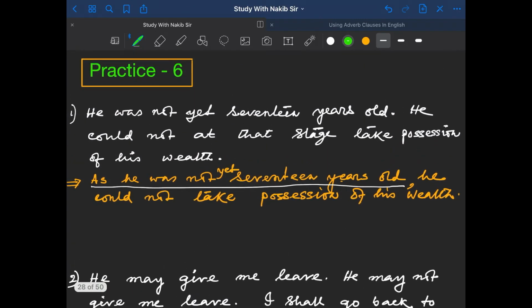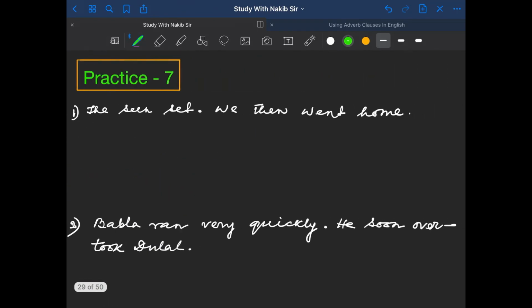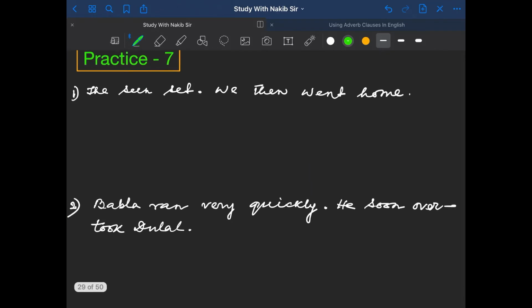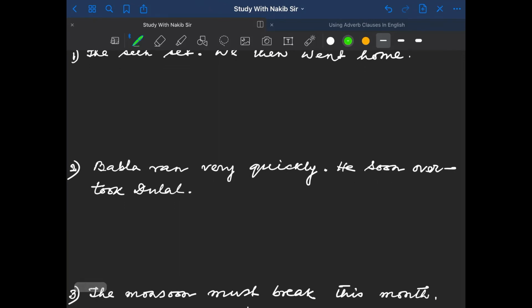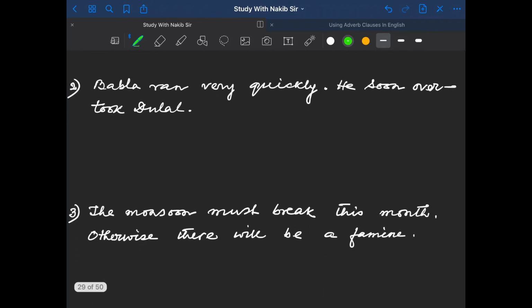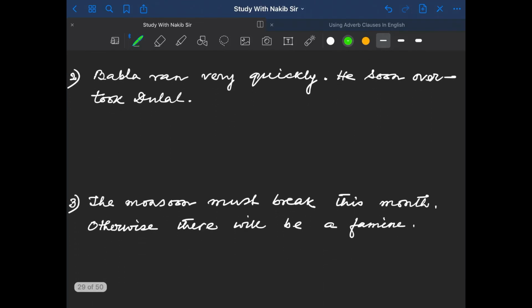Okay, sheet number 6. Now go to the next sheet and see the questions. Number 1, the sun set. We then went home. Number 2, Babla ran very quickly. He soon overtook Dulal. Number 3, the monsoon must break this month. Otherwise, there will be a famine. Okay. Now copy these questions in your exercise book and do the work and check your answers with my answers.